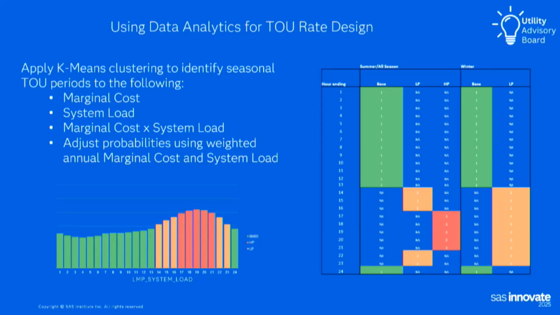These insights allowed us to design cost-reflective rates, which not only signal customers when energy use is most expensive or impactful, but also support cost recovery and encourage demand shifting to lower cost periods, optimizing both system performance and energy efficiency.